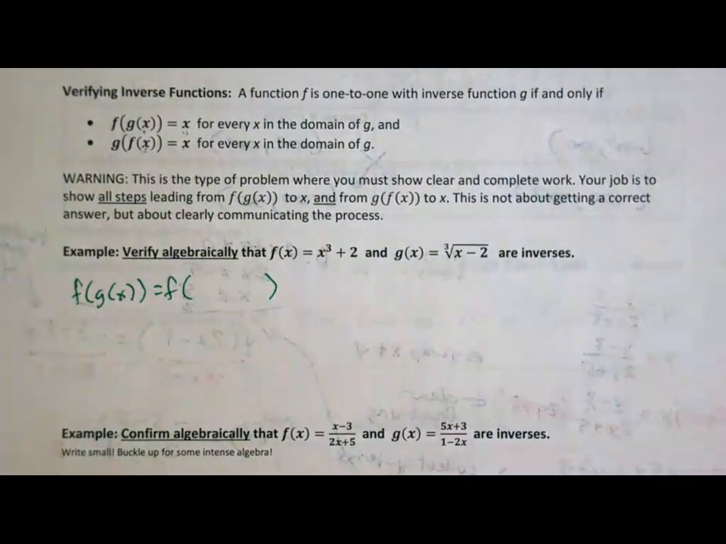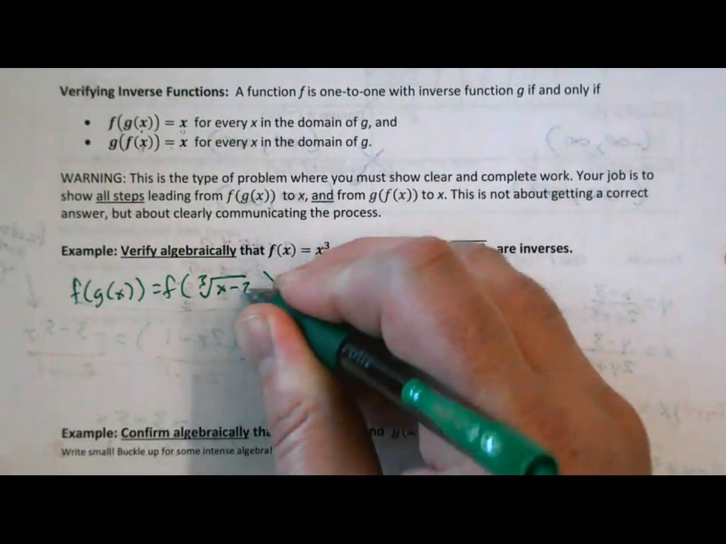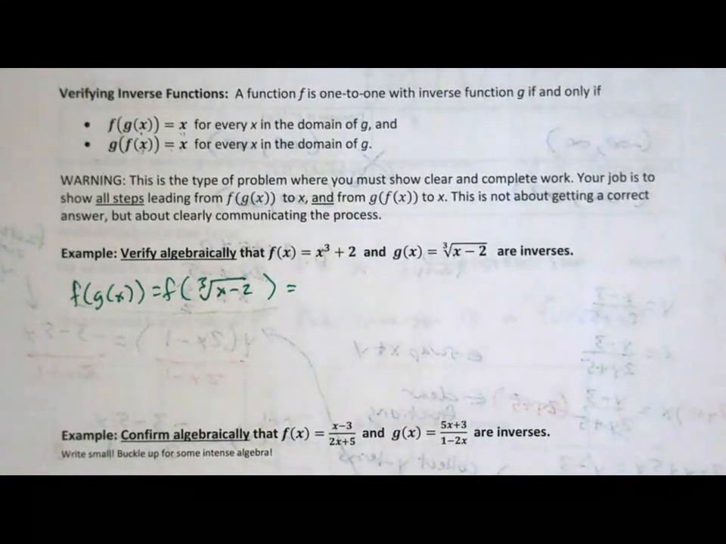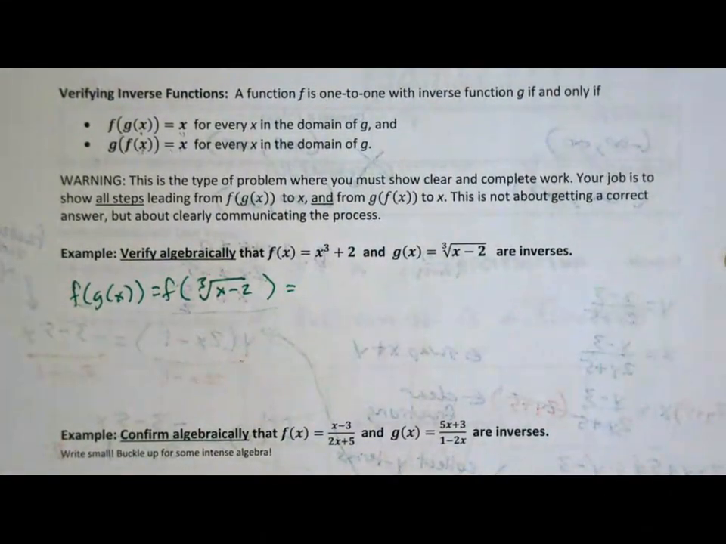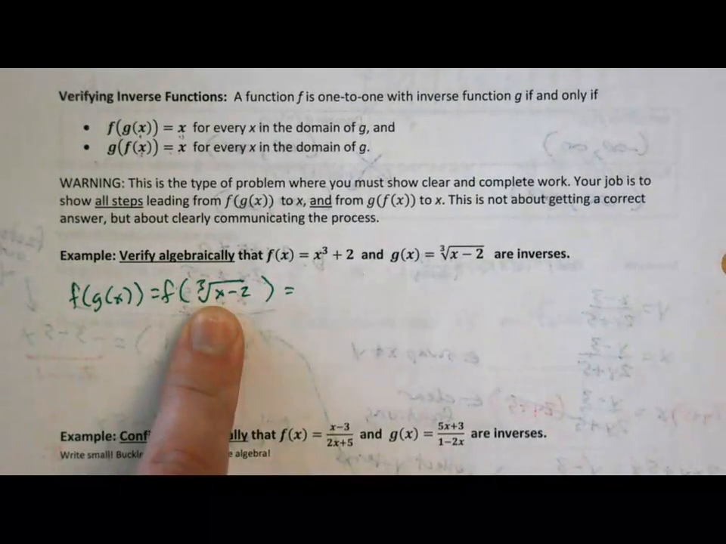So g of x is the cube root of x minus 2. So find me f of that. How do you find f of that? Well, take your f function and substitute this in for x.